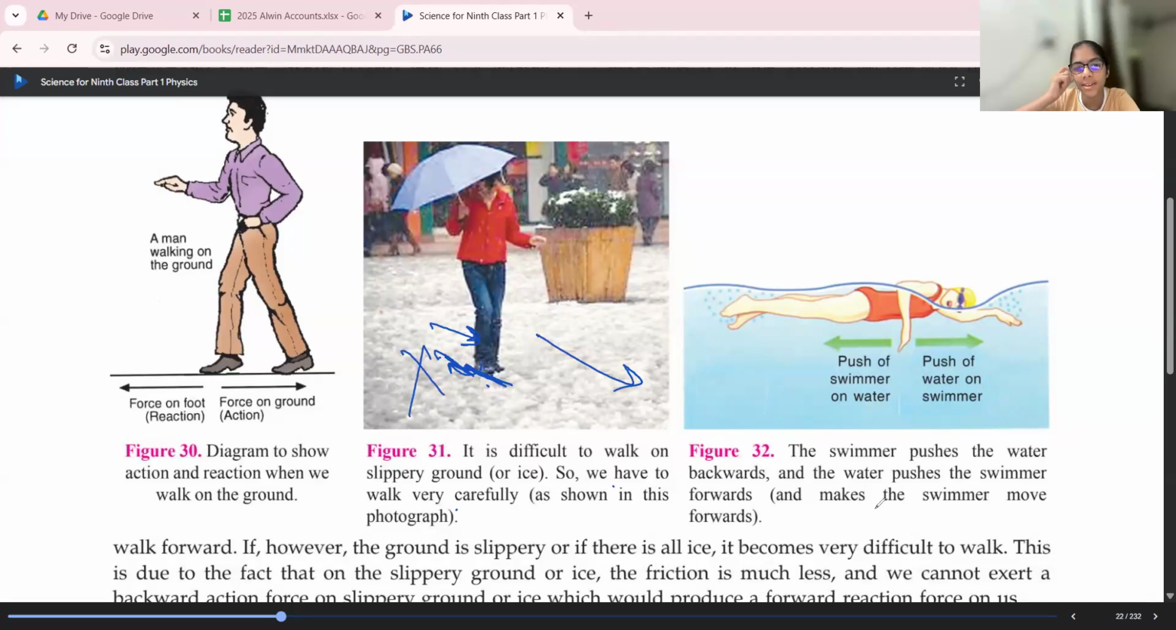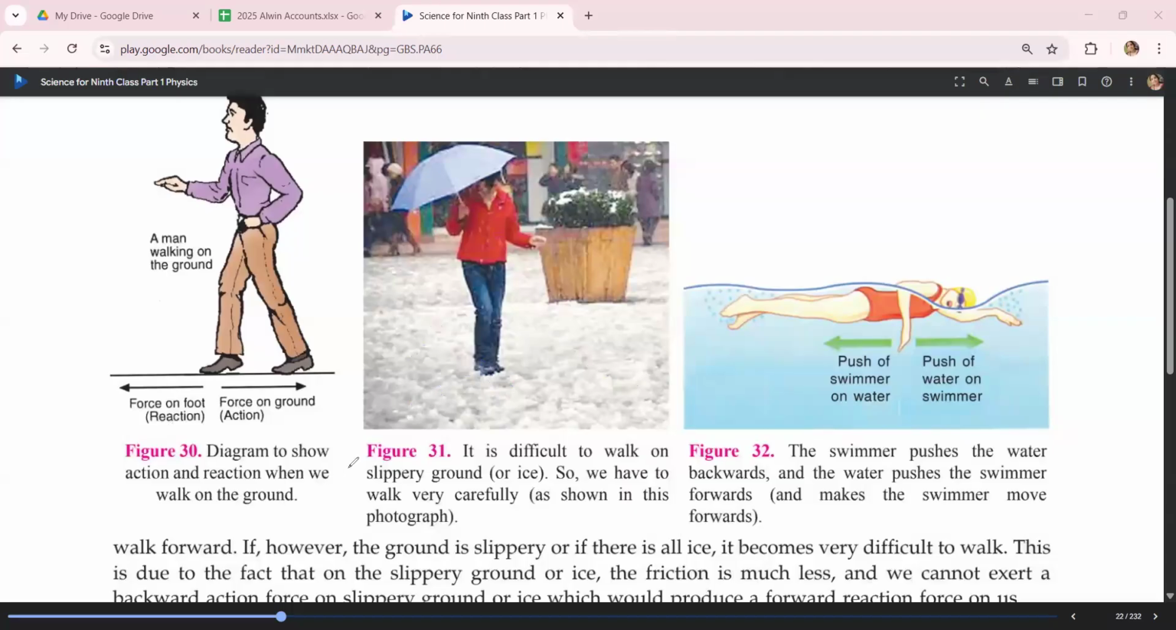Friction is reduced. Yes, this is because of snow or water or a banana peel. Under your feet, if anything slippery comes, your feet will slip. Why? Because you won't be able to push the ground backwards, because of which the earth won't push you forward and you'll fall off. Understood or not, bache?